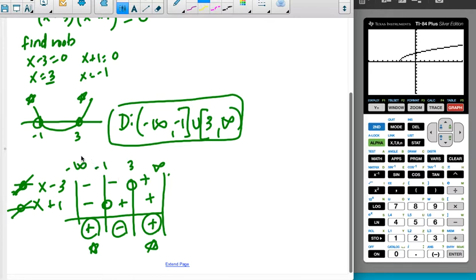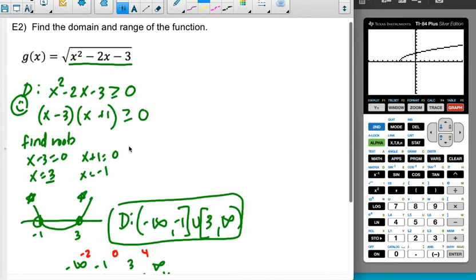You could say, hey, what's a number smaller than -1? There's -2. What's a number between -1 and 3? Well, there's 0. And what's a number between 3 and infinity? Hey, there's 4. And if you plug those numbers in, you'll get these positives and negatives that I got. So either way, there's my domain.